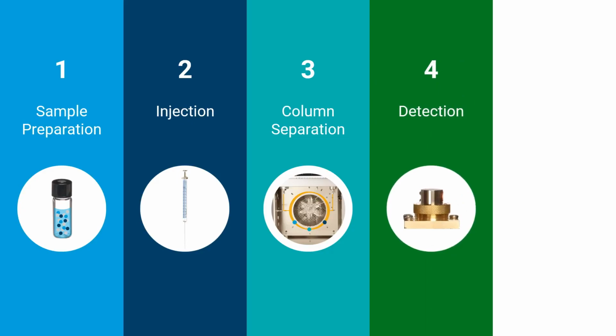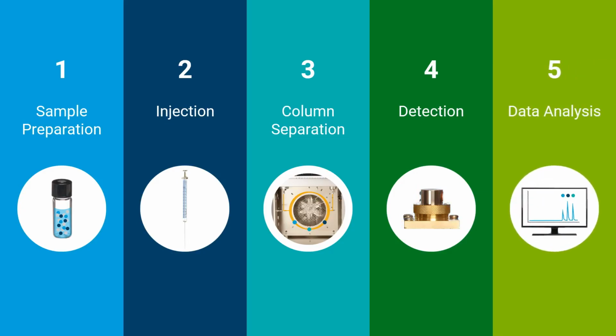Step 4. As components pass through, the detector generates a signal. Step 5. The time of elution, retention time, and the size of the peak are used to identify the components.